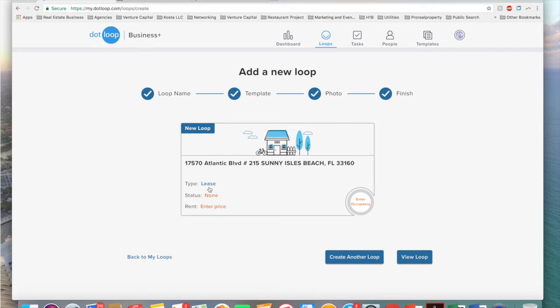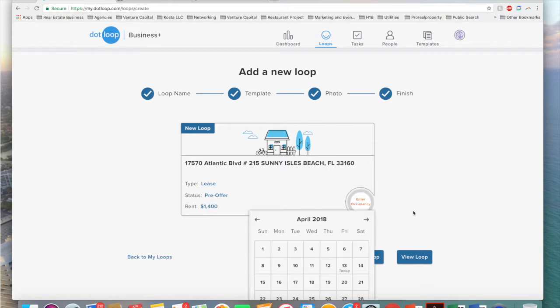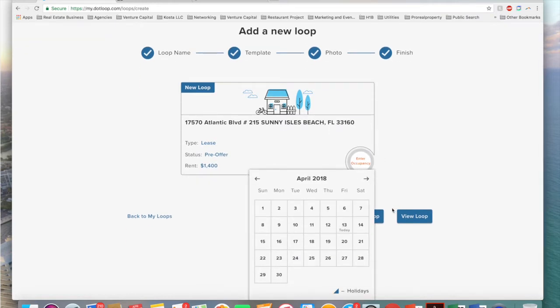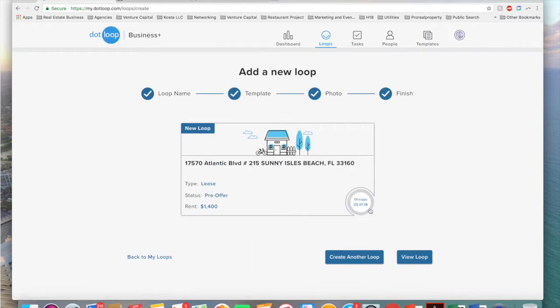So type is lease, status is we're working on an offer, so it's pre-offer. Price, we will be making an offer at $1,400 per month. Enter occupancy. Our client is looking to move in, let's say, on May 1st. So we select the date and then click on View Loop.